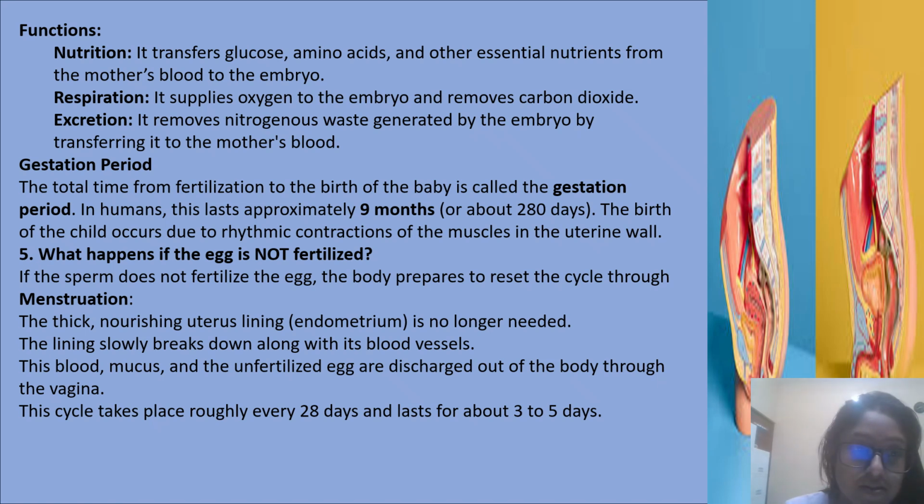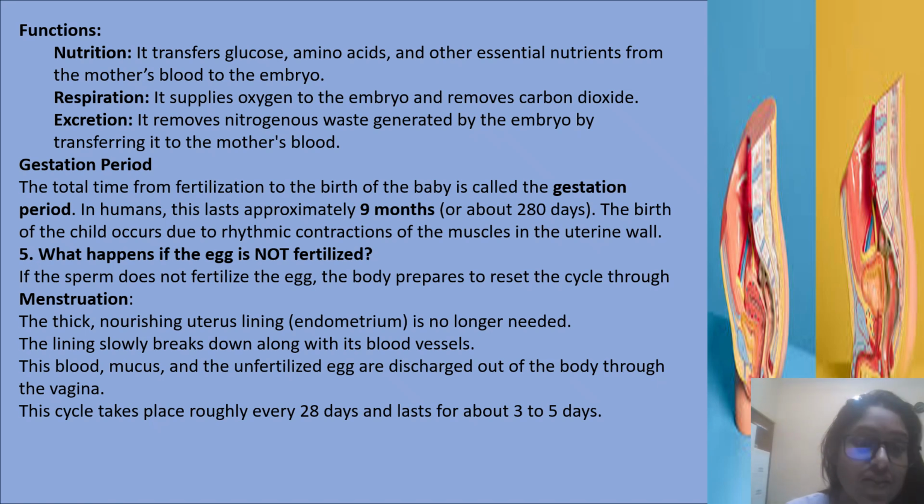Next, gestation period. The total time from fertilization to the birth of the baby is called the gestation period. In humans, it is approximately 9 months and about 20 days. The birth of the child occurs due to the rhythmic contraction of the muscles in the uterine wall.